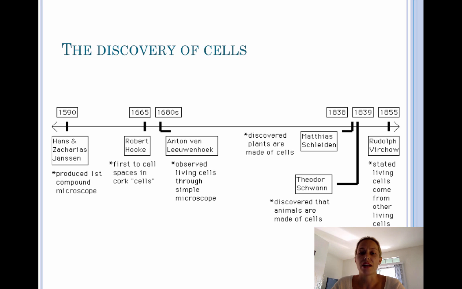Matthias Schleiden was a botanist, and he was studying plants, and through the course of his research, he concluded that all plants were made up of cells. At the same time, Theodor Schwann was a zoologist, and he was studying animals, and over the course of his research, he also concluded that all animals were made up of cells. Schleiden and Schwann got to talking and they developed the first two parts of cell theory.